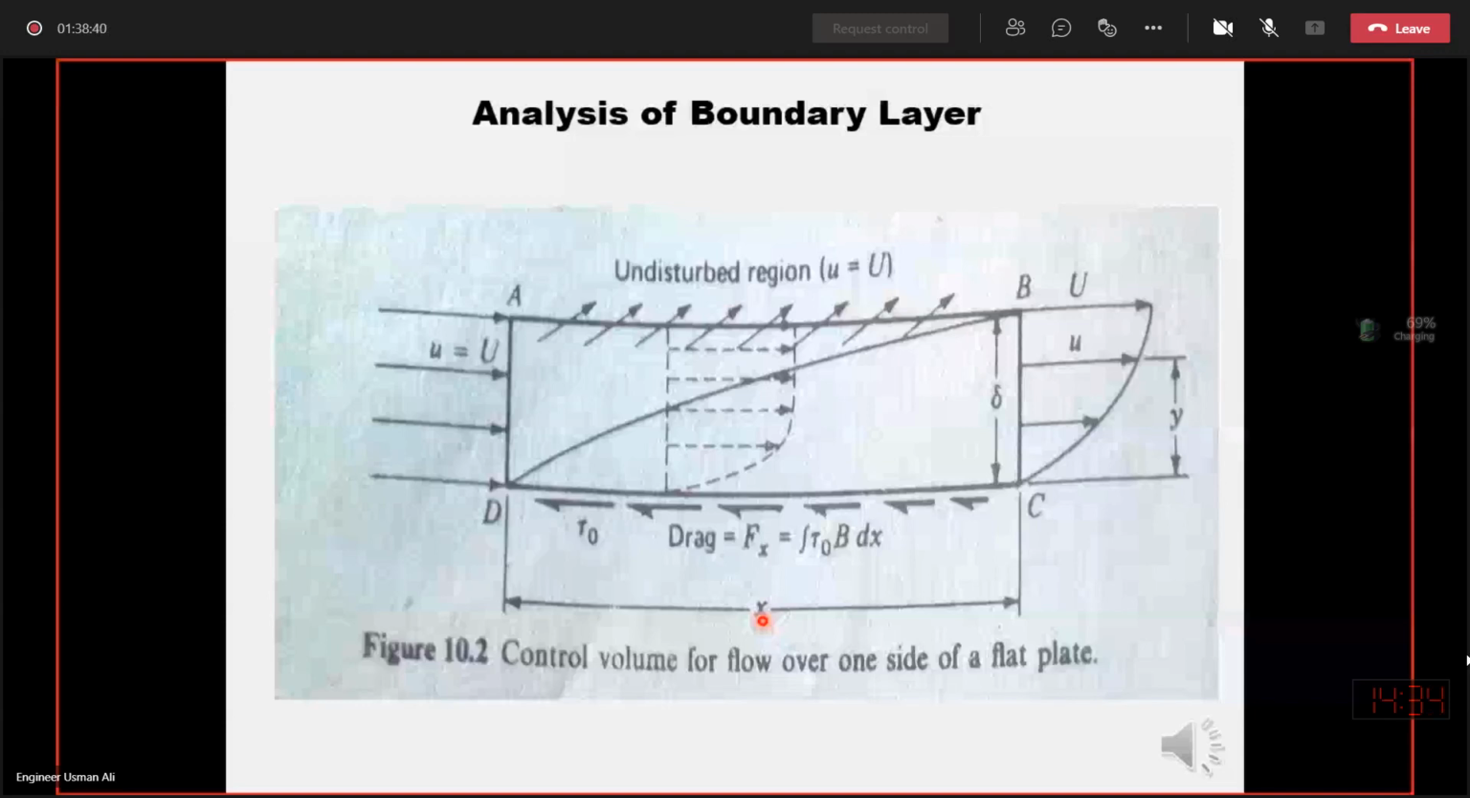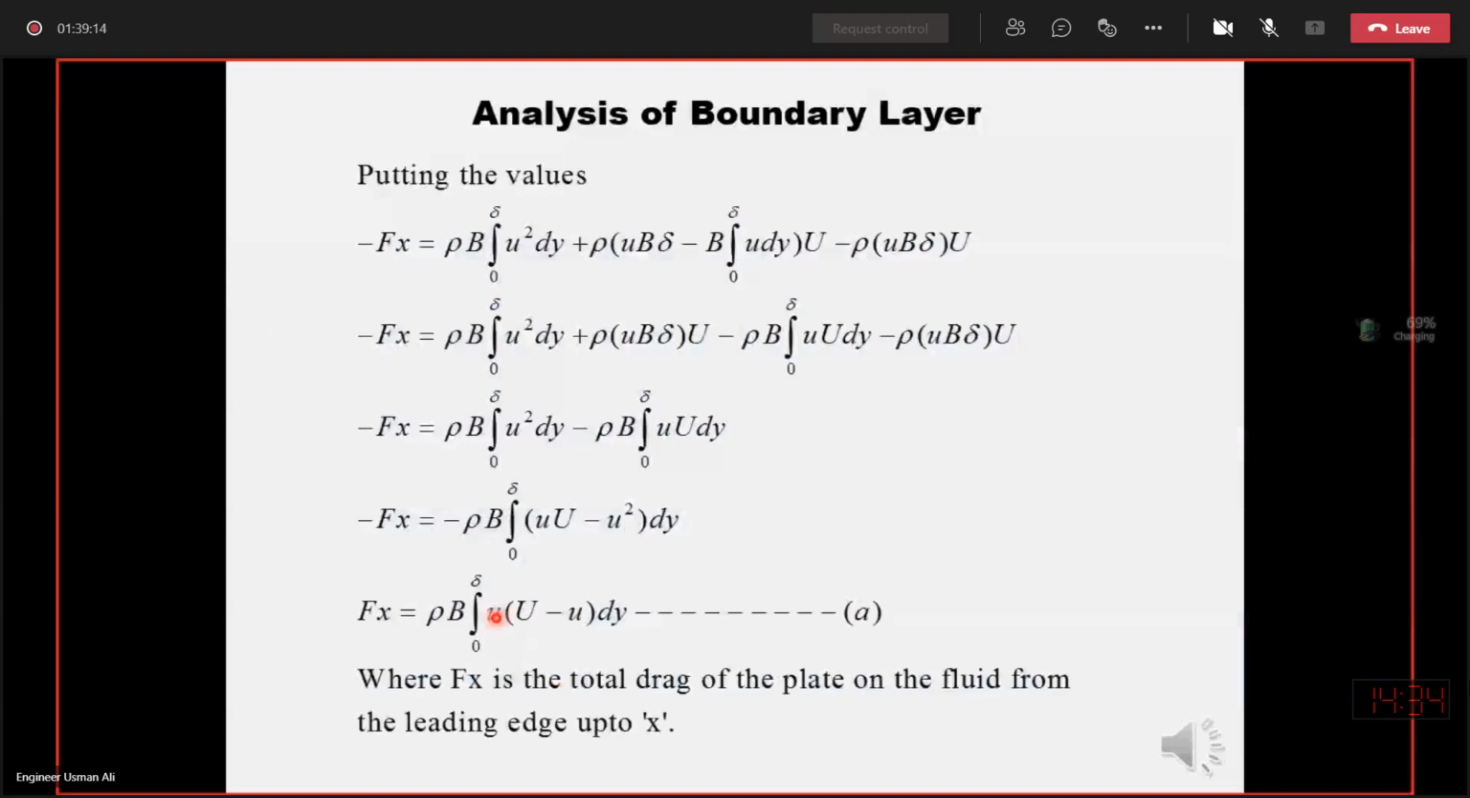Further we can write minus Fx, we can take rho b common with a negative sign. So it will be minus rho b outside, the remaining will be the integral 0 to del of u into capital U positive, minus u square into dy. Taking rho b with the negative sign out, the negative will be cancelled with this. So Fx is rho b integral 0 to del u into (U minus u) into dy. So this is equation number A.